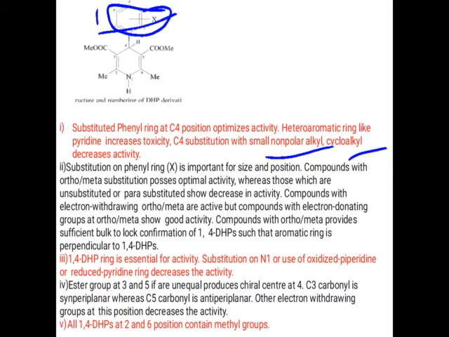Then in the case of the phenyl ring, the substitution is important for size and position. The compound with ortho or meta substitution has the optimum activity, whereas those with unsubstituted or para substitution will decrease the activity.